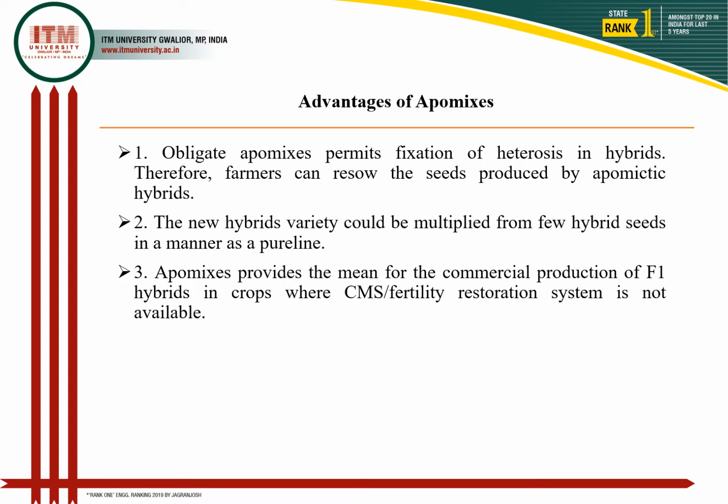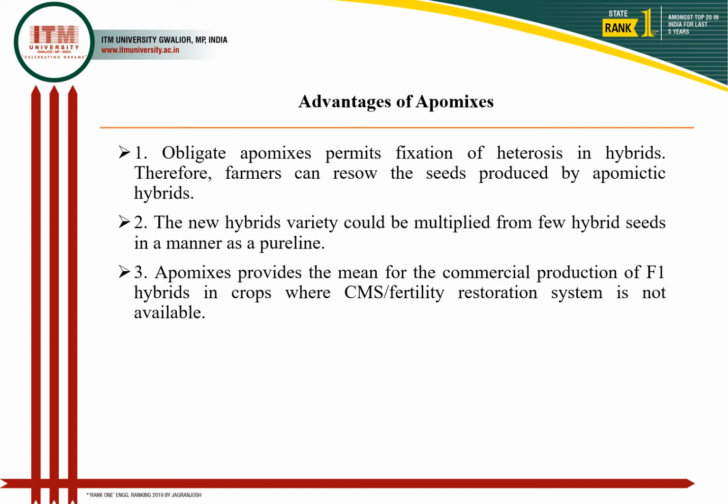So the advantages of apomixis include the same things we have discussed in the applications. It permits fixation of heterosis in the hybrid. The seeds can be sown again and again after harvesting, and new hybrids can be multiplied from a small number of hybrid seeds to develop a large amount.